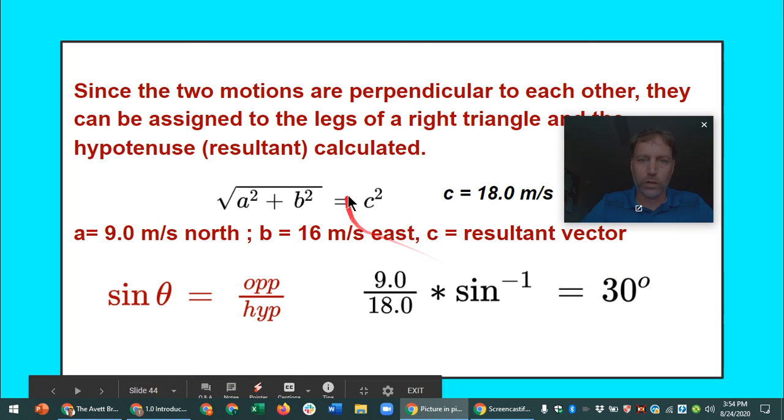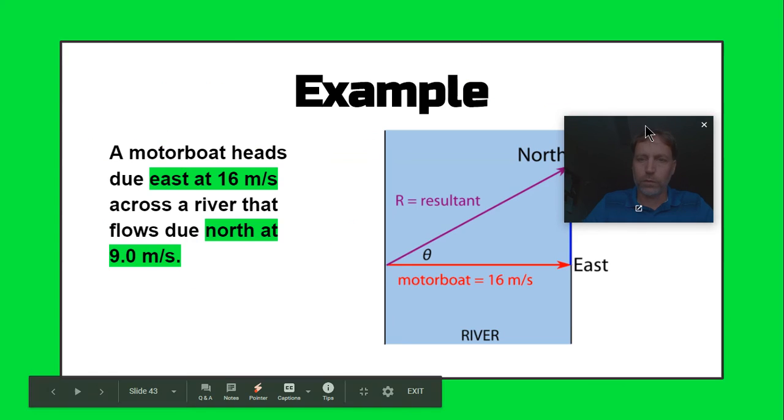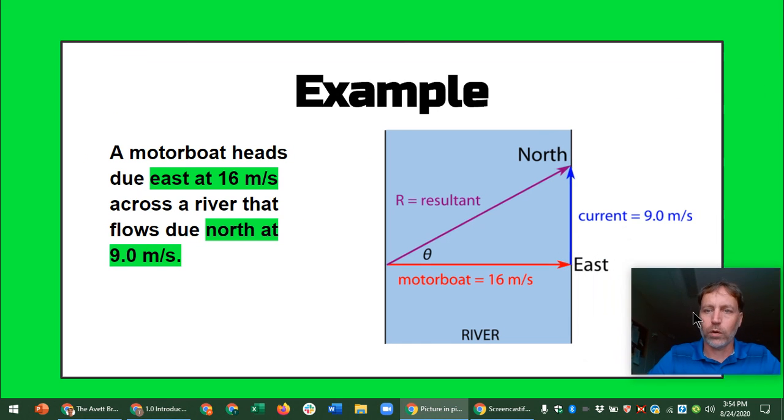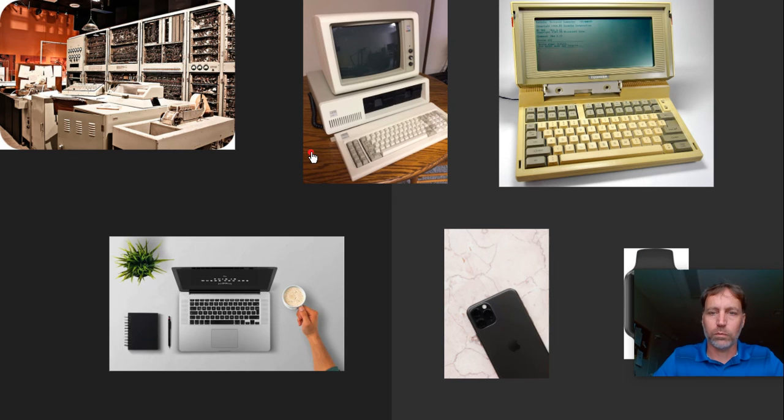To answer our question here: if we have a motorboat going across a river at 16 meters per second and have a current that is going due east at 9 meters per second, we will be blown off course 30 degrees at a speed of 18 meters per second.